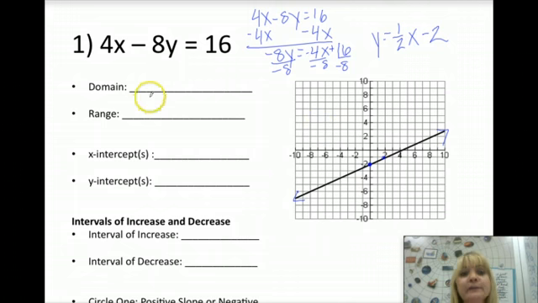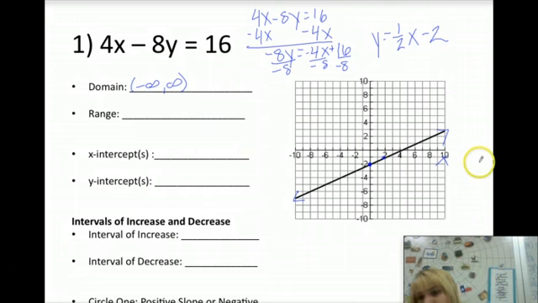All right, for domain and range. Domain, just as a review, that's all our inputs. It's all the possible x values of that particular function. For linear functions, your domain is always negative infinity to positive infinity. So we can have any x value on the x-axis and substitute it into the equation and get a y value. Any x value ever, from negative infinity all the way to positive infinity.